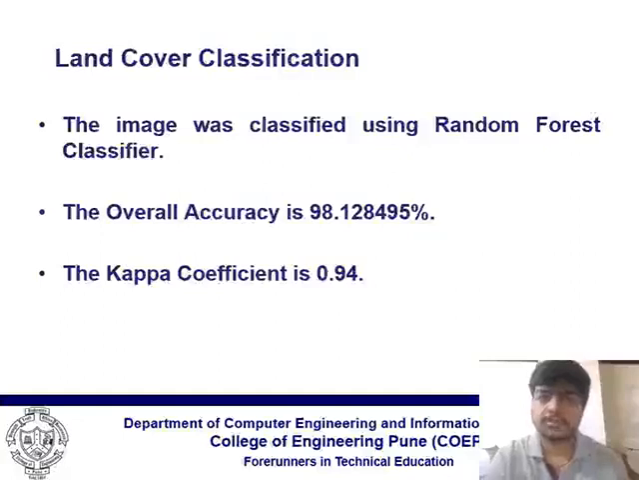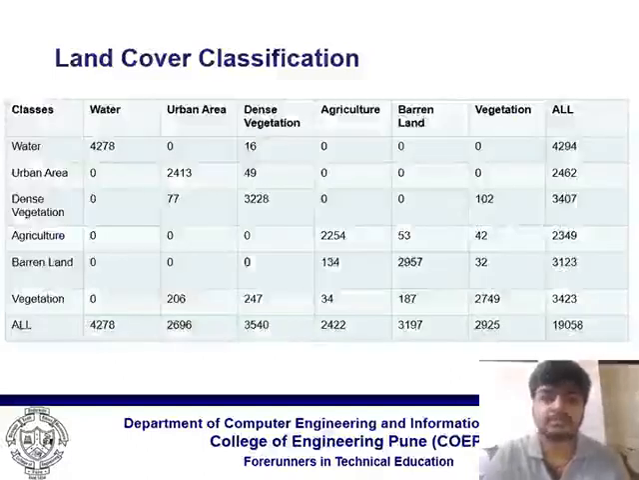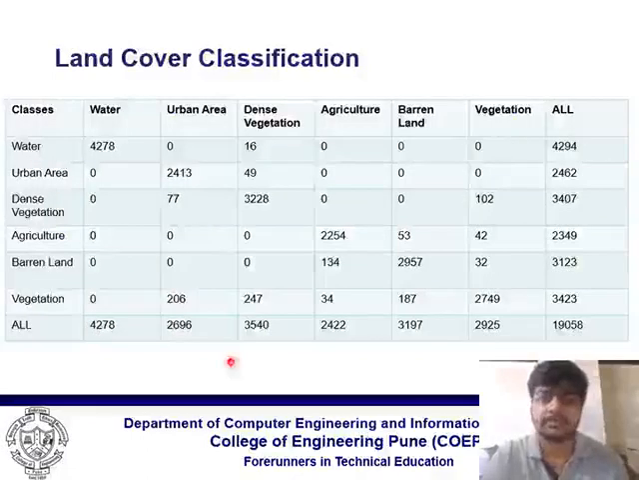After data collection and pre-processing, we move over to the land cover classification. This image was classified using a random forest classifier, and the training data set was collected from the image that I have shown before. I collected the training data set by labeling certain areas in the previous image, and the overall accuracy that I got was 98.128495%, and the kappa coefficient of this classification is 0.94, and this is the confusion matrix of the result.